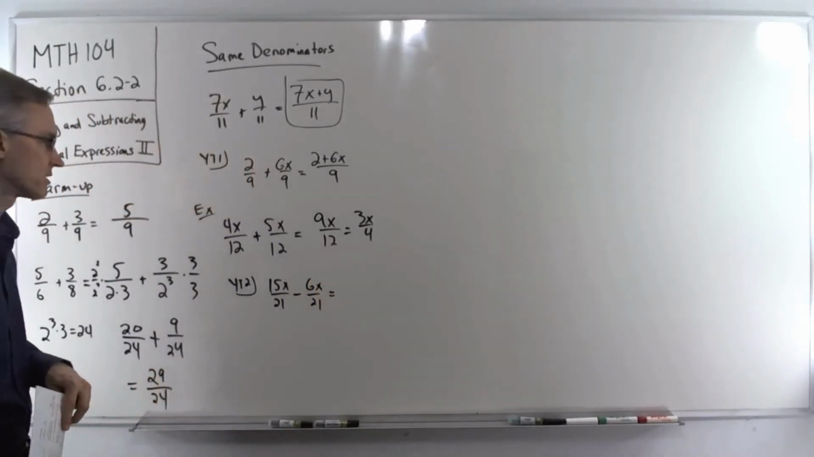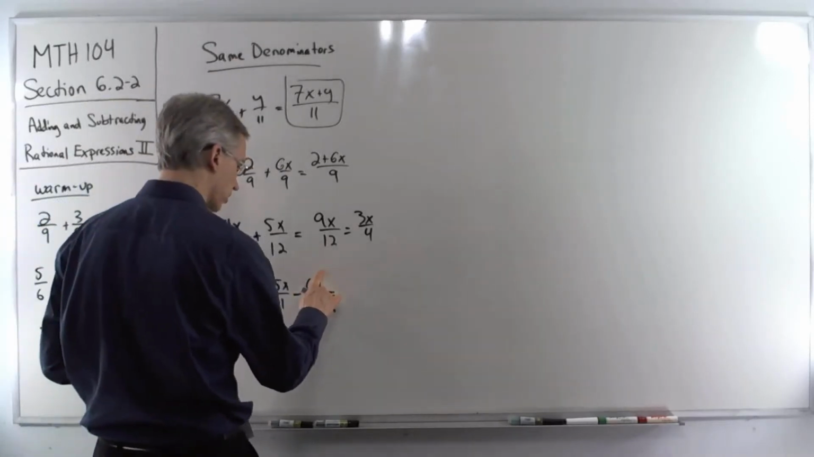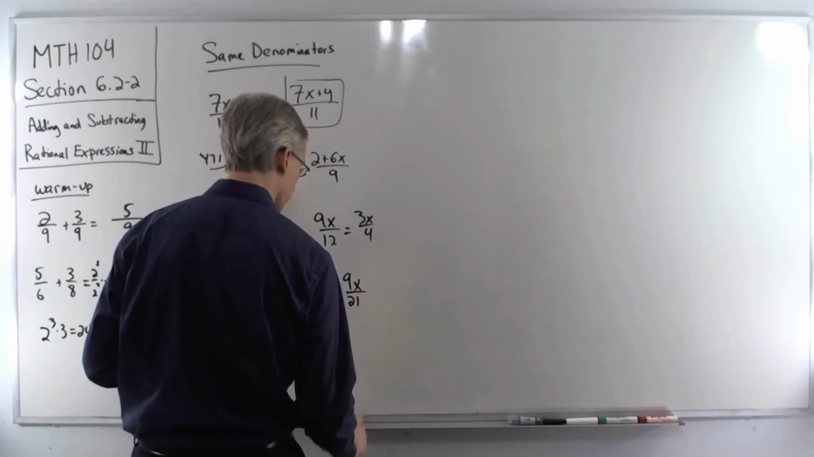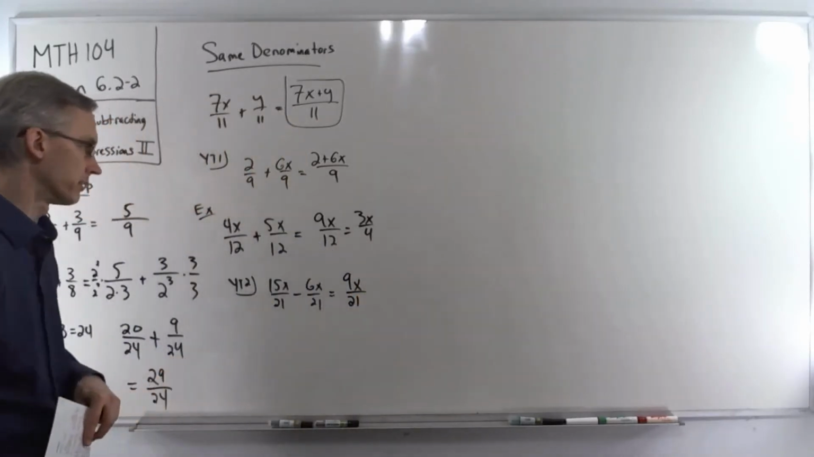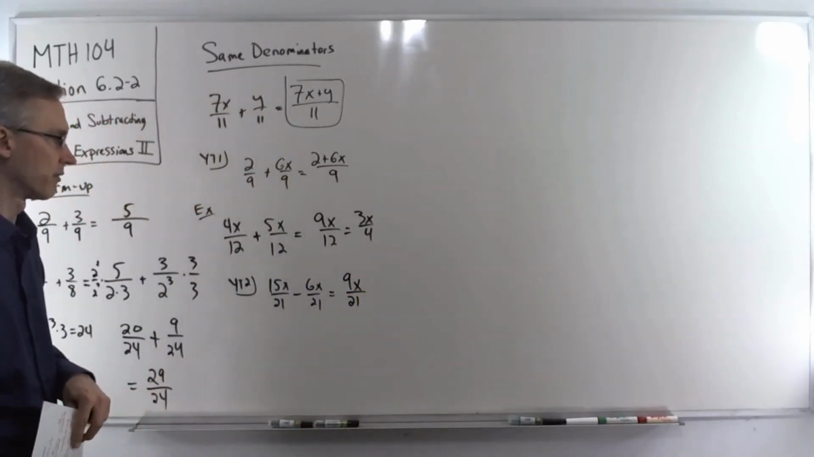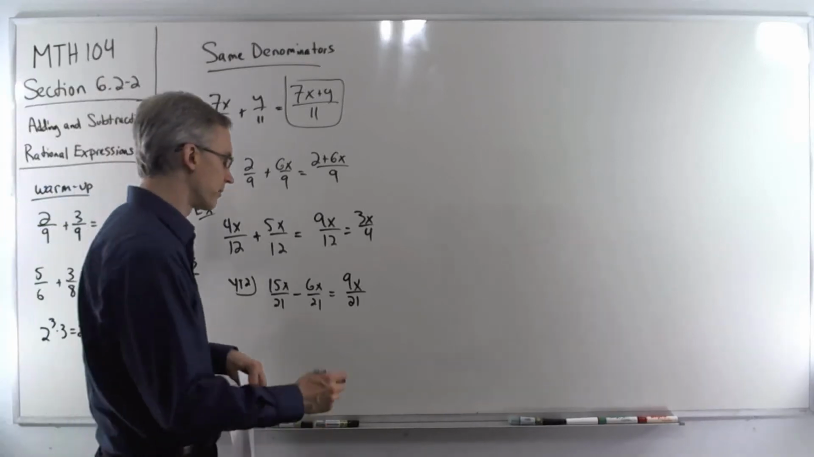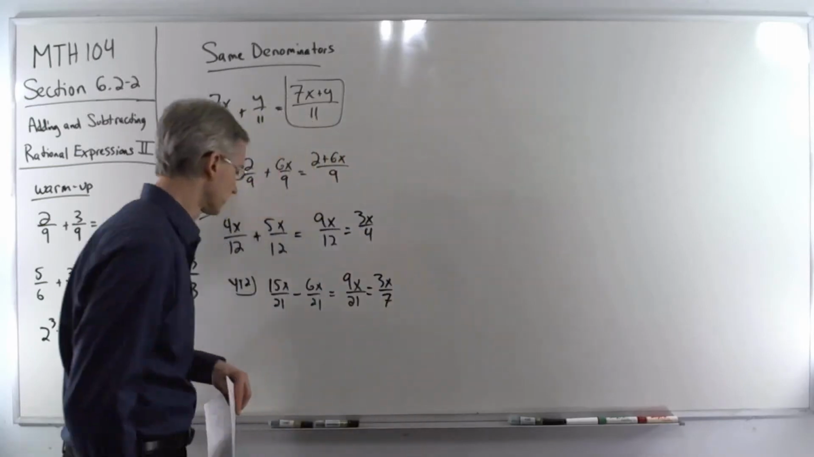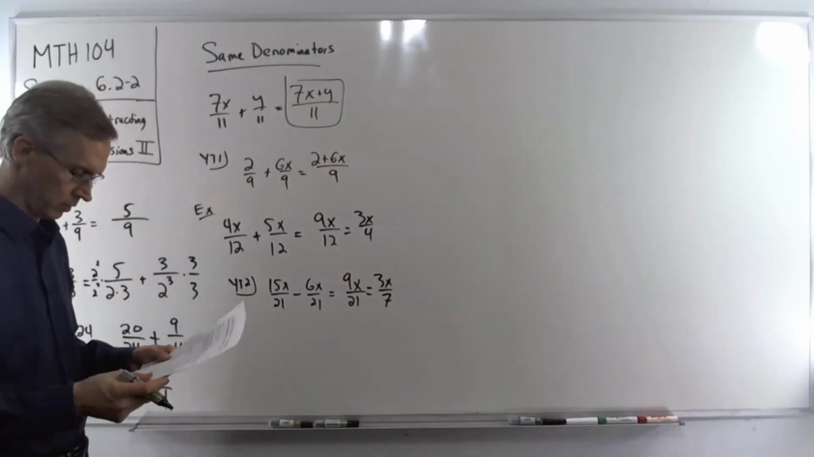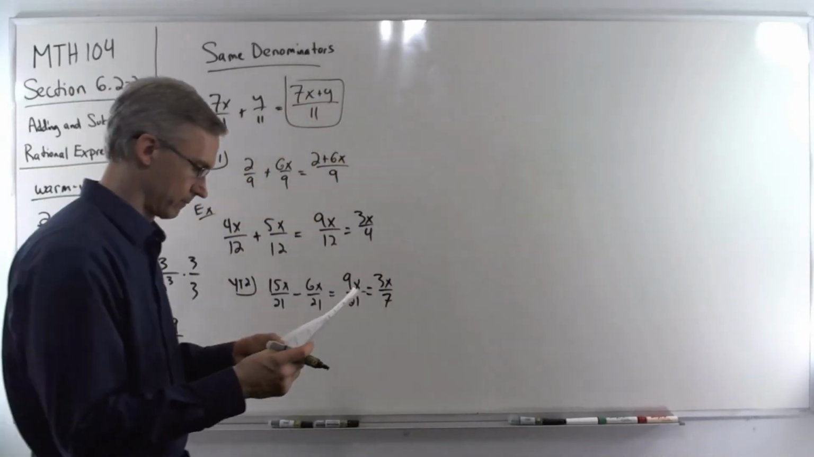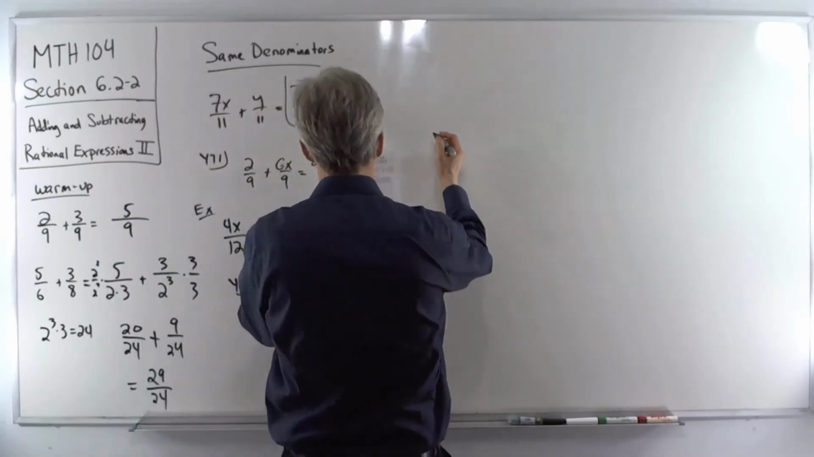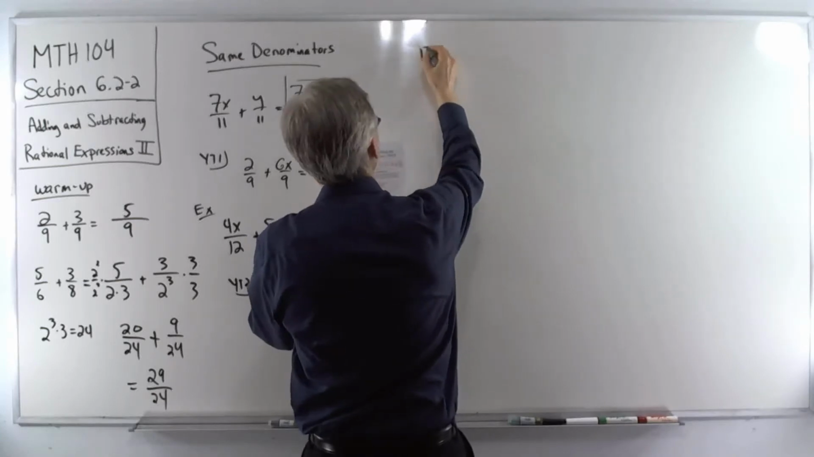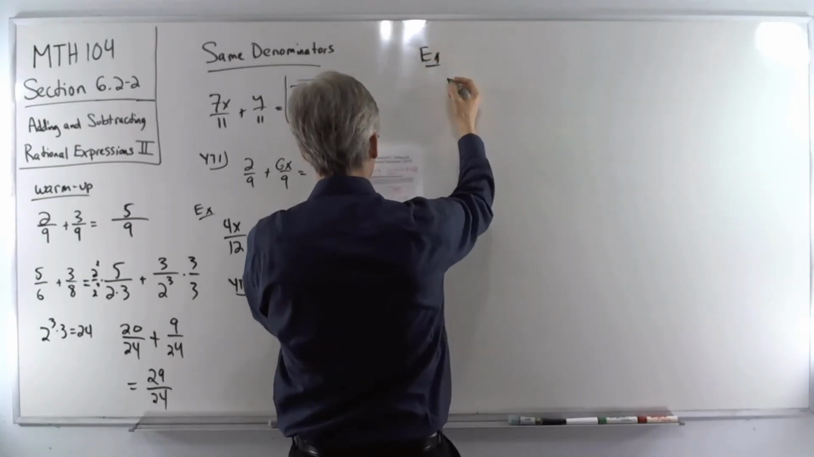15x over 21 minus 6x over 21. We have like terms on top. We'll subtract those. And we get 9x over 21. All right, now we need to reduce this. We've got a common factor of 3 on top and bottom, so you can divide by 3 and get 3x over 7. Now sometimes either the numerator or denominator can be factored, so we always have to look for opportunities to factor and cancel.